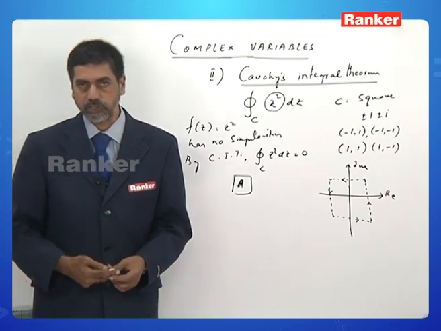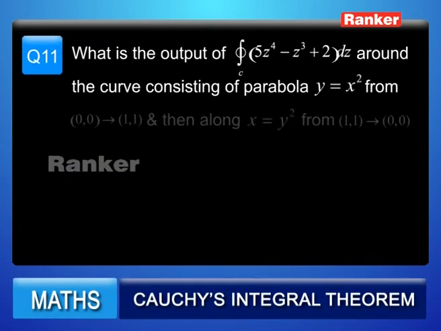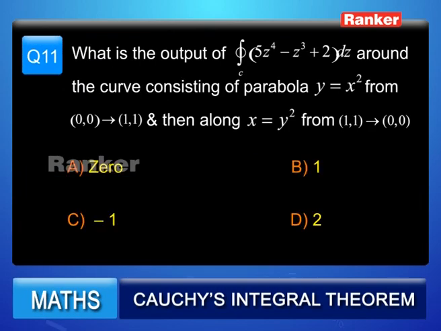Let's look at the next question. Question number 11. What is the output of integral of 5z to the power of 4 minus z cube plus 2 dz around the curve consisting of the parabola y is equal to x squared from 0, 0 to 1, 1 and then along y square is equal to x from 1, 1 to 0, 0.